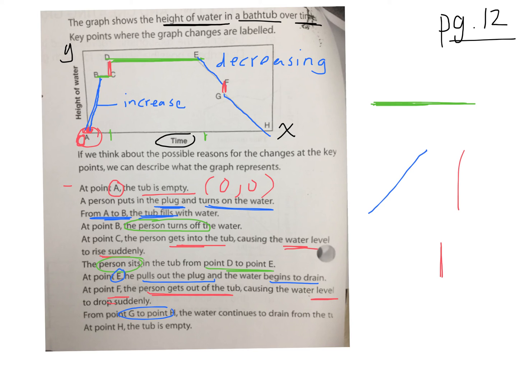At point GH, the water continues to drain. Is it still decreasing? The water level? Yes, it's still decreasing. Slowly, good. It's decreasing slower. And then when we get to point H, is there any water left in the tub? The tub is empty. Okay.